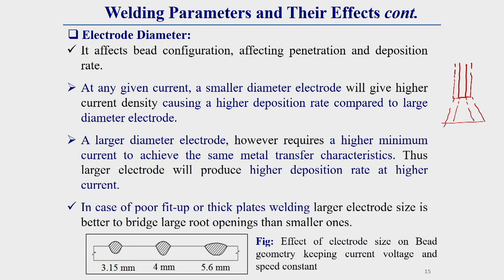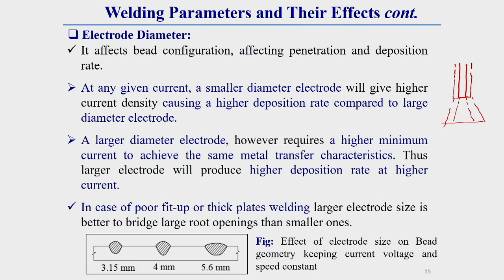Apart from this, for a particular current, due to this high intensity or high current density, the melting rate also will be more. So, for a particular current, a lower diameter electrode gives a higher melting rate of filler material than a higher diameter electrode. Another thing to keep in mind: a large diameter electrode, however, requires a higher minimum current to achieve the same metal transfer characteristic.